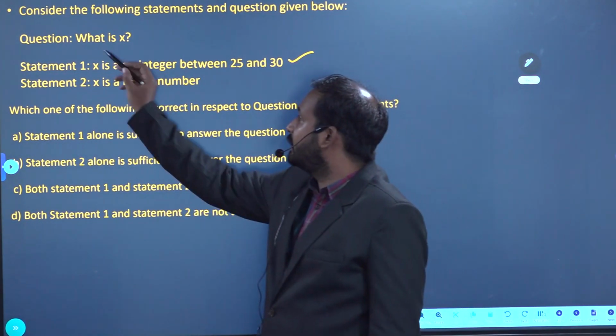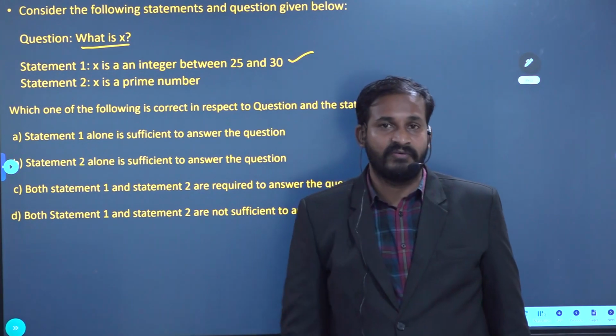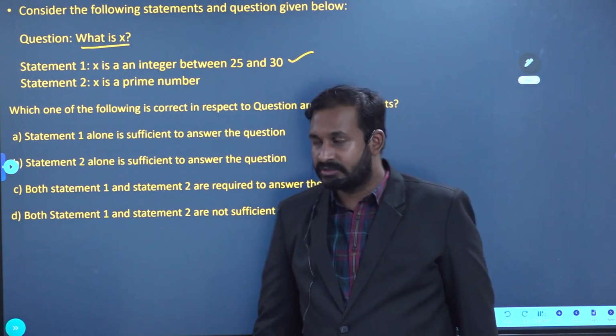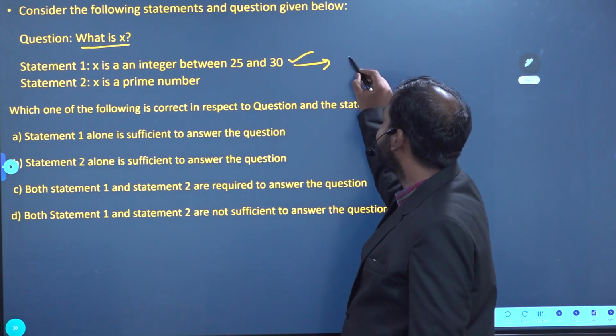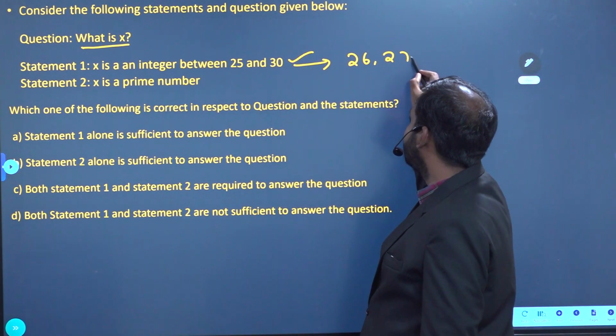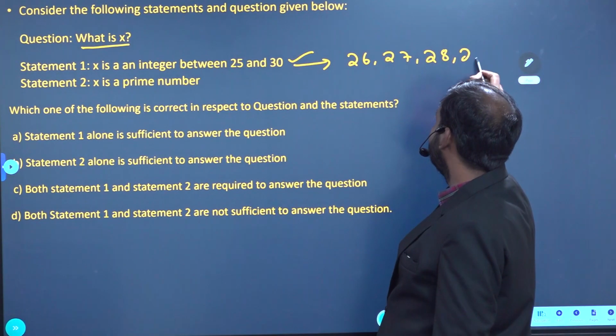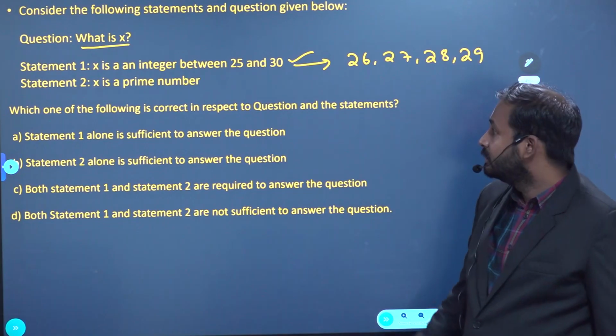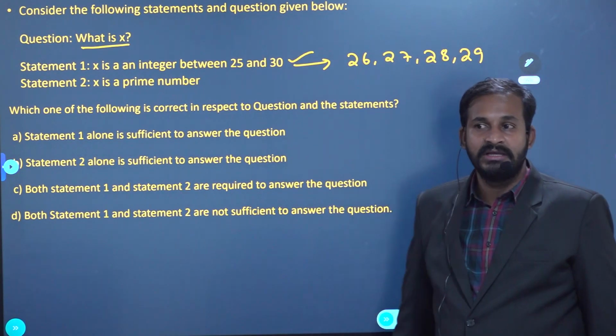See here, they are telling that our question here is to find the value of x. X is an integer between 25 and 30, right? So how many chances will I have for this one? 26, 27, 28 and 29. We cannot tell a single value by using this one statement. What is the value of x? By the first statement alone, we cannot tell a single answer.